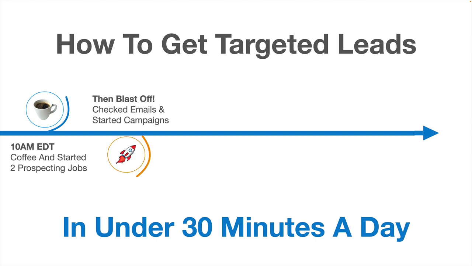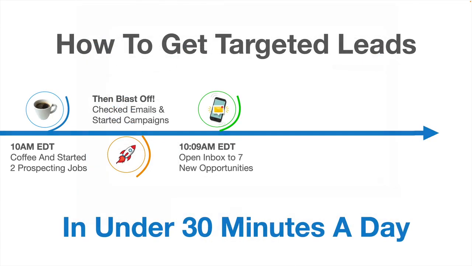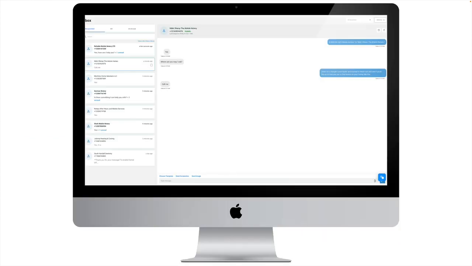Once those prospecting jobs completed, he went out, checked his emails, started those campaigns. As you can see, he was able to get about a half dozen results in just the first 10 minutes. As a matter of fact, within 9 minutes, Joe opened his inbox to 7 new opportunities of business owners that came back, right? Now, we're not having those 3 meaningful conversations quite yet, but he's got 7 new leads sitting in his inbox. Imagine waking up, having a cup of coffee, checking your email, and you've got 7 people that you need to start talking to, right?